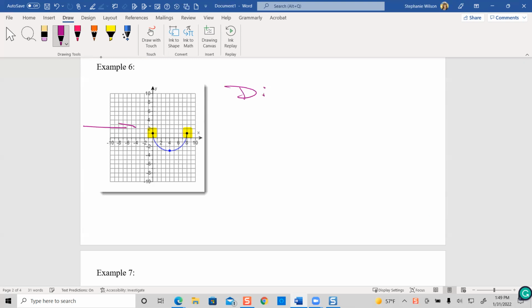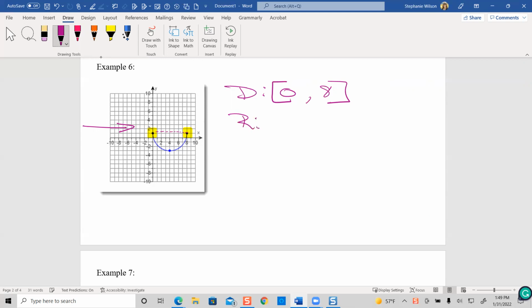Well, the domain, we read left to right. We notice it's on the y-axis, so I know that it's going to be 0 for x right here. And then since it's a closed circle, it's equal to, and then it's going to keep going. And then there's another closed circle, and for x, it's 8, and it's a bracket. So this tells me that my domain is between 0 and 8, and it includes those points.